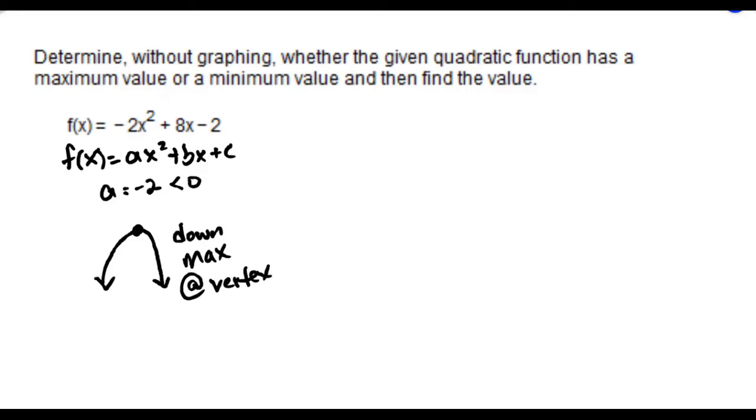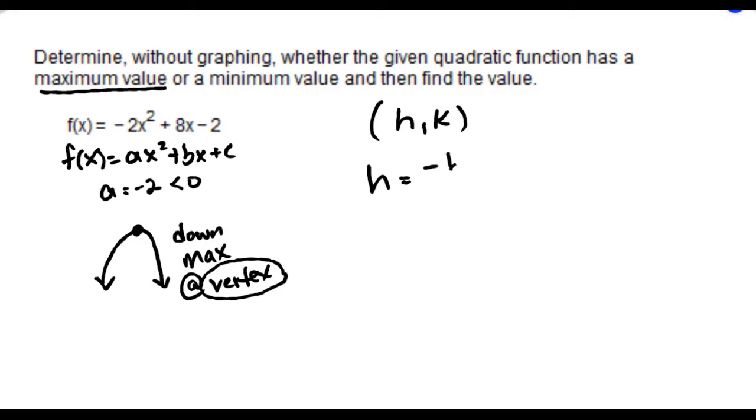Now, we can find the maximum value by calculating the vertex using the vertex formula. We usually state that the vertex is the ordered pair (h, k), and we have a formula for the x-coordinate of the vertex, which is negative b over 2a. The value of a is the coefficient of the x squared term, the value of b is the coefficient of the x term, and the value of c is the constant.